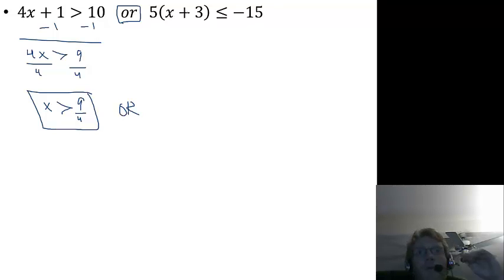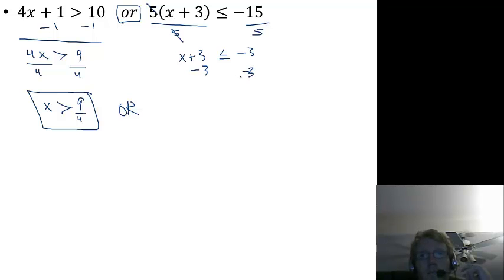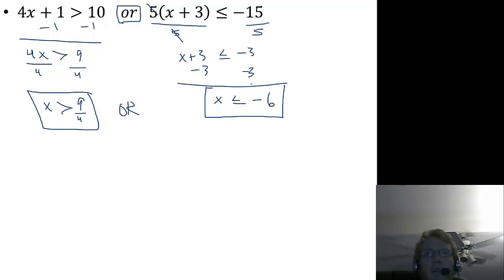Solve this one. Now we could multiply the 5 in, or we could divide by 5. Because I have a 15 over here and 15 is divisible by 5, I'm going to choose to divide by 5. So these cancel. I have x plus 3 less than or equal to negative 15 over 5, which is negative 3. Now I can subtract 3. Now I have x less than or equal to negative 6. Again, you could have distributed and then solved. That would have worked just fine. But because I noticed that they divided evenly, I chose to go that route.